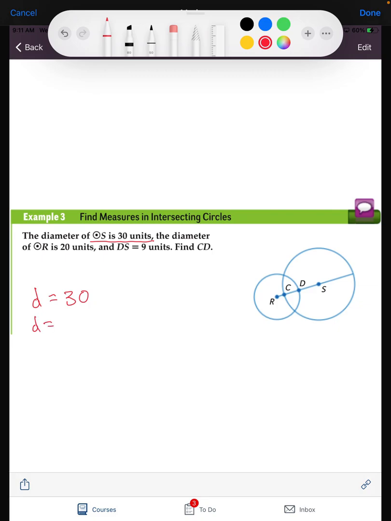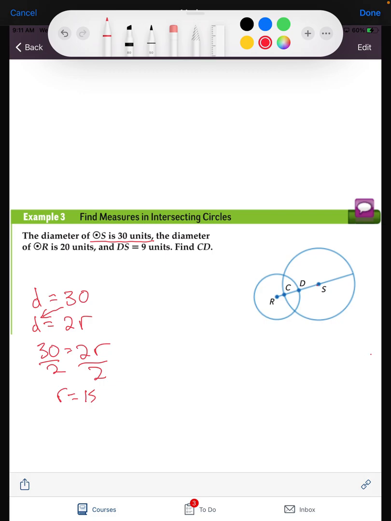Our equation for diameter is 2 times r. So we can substitute 30 for our diameter. We know it's 30 equals 2 times r. Divide by 2 on both sides, and we get r equals 15. So now we have the radius of our circle S is going to be 15.